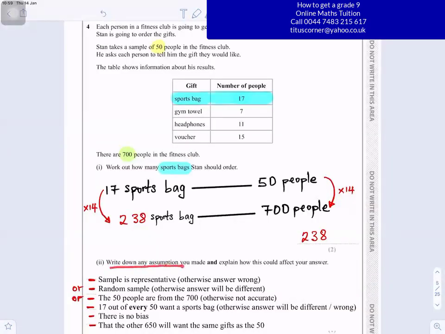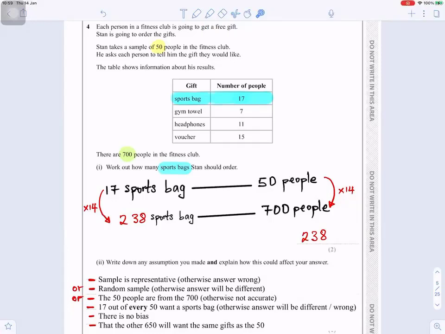Part 2, write down any assumption you made and explain how this could affect your answer. The first assumption, we could say the sample is representative. So those 50 people represent the 700, so that it would work. Or you can say the sample is a random sample. You didn't pick a particular group of 50 people, it's random. Or the 50 people are from the 700, not another group where you pick the 50 people. And so that is some of the reasons which you would give to make sure your answer is correct, the assumptions you have made.